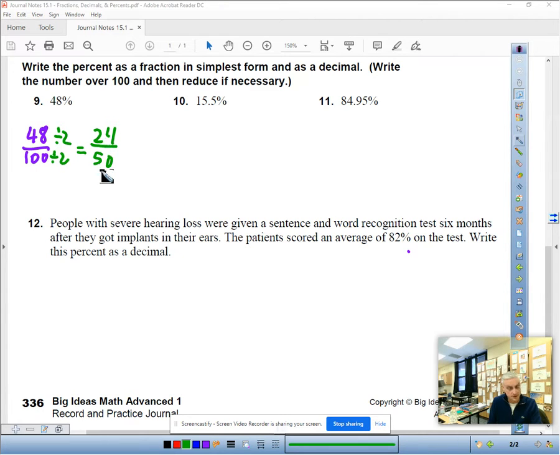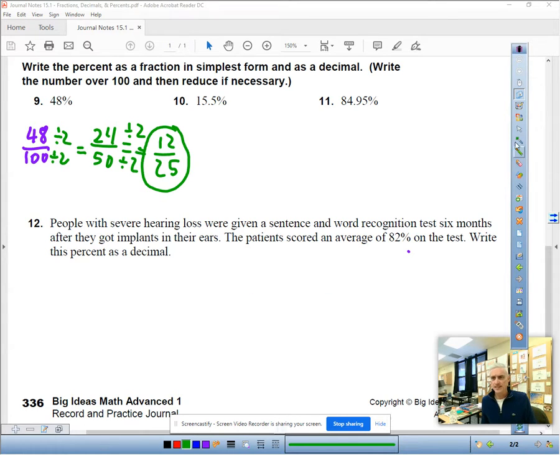I can reduce this further. They're both even. Divide them both by 2. Half of 24 is 12. Half of 50 is 25. And I cannot reduce this any further. So in lowest terms, this 48% ends up being 12/25.